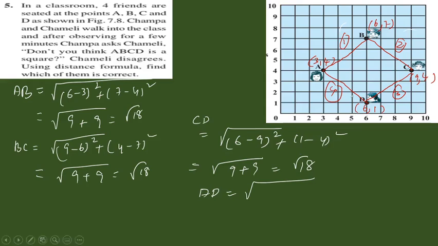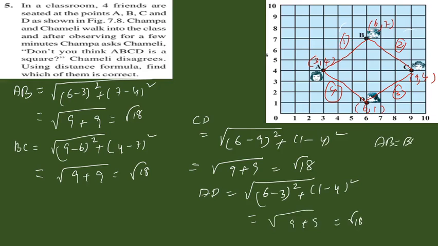That is the last one, the fourth one: (6 minus 3) whole square plus (1 minus 4) whole square. So it has come out to be again 9 plus 9, so root 18. So what I have got is AB equal to BC equal to CD equal to DA. All the sides are the same.